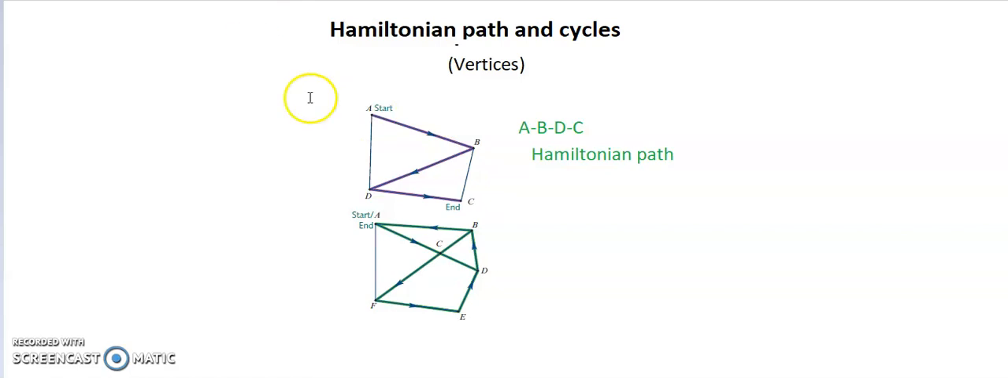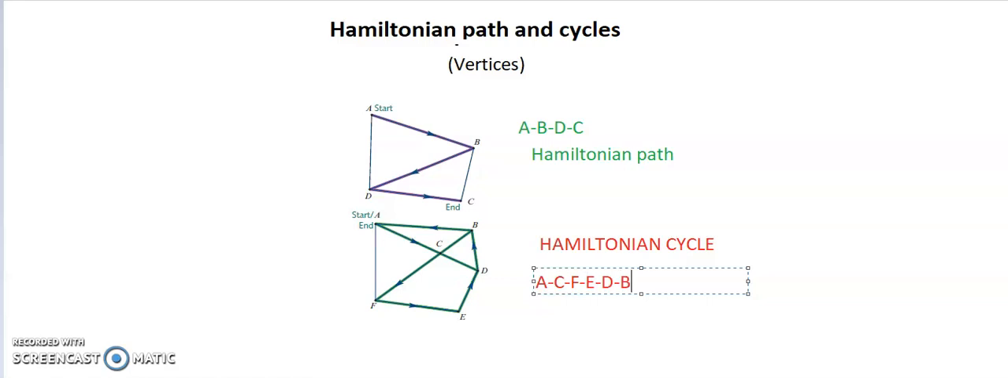The second part is we are going to be looking at a Hamiltonian cycle. And this is where the start and end point is the same, but it only goes through each vertex once. So we've got A to C, to F, to E, to D, to B, and to A. So our start and end point is exactly the same. Let's look at some examples.